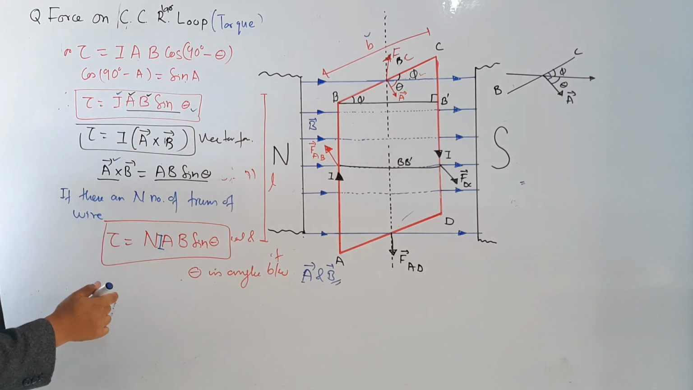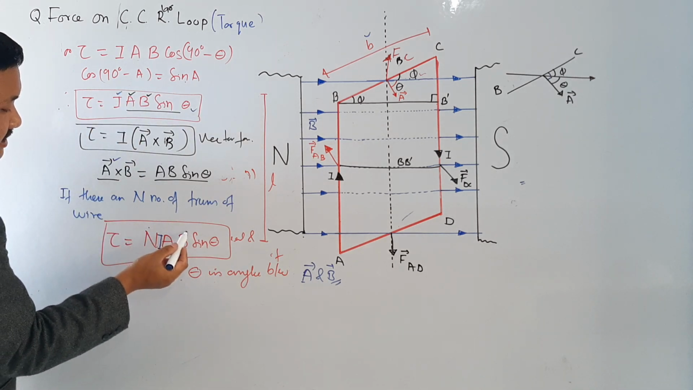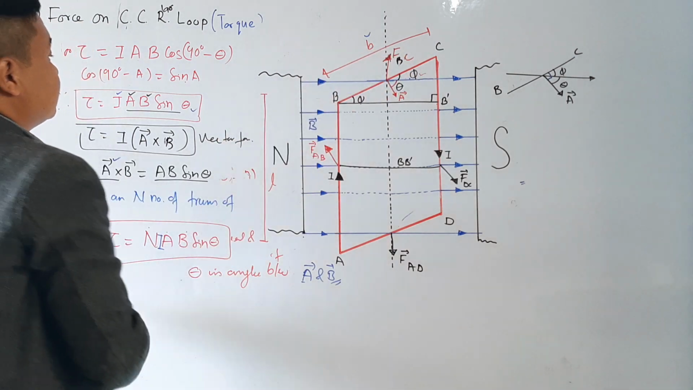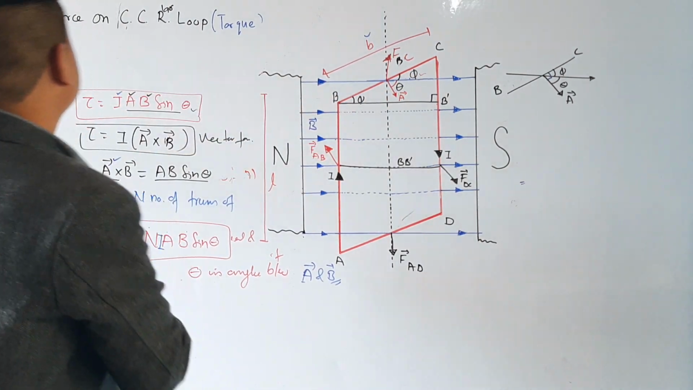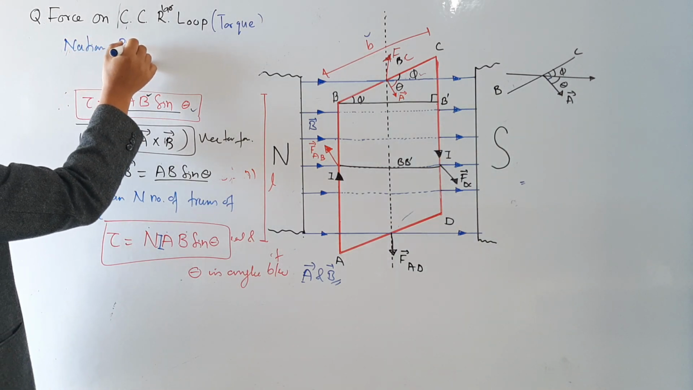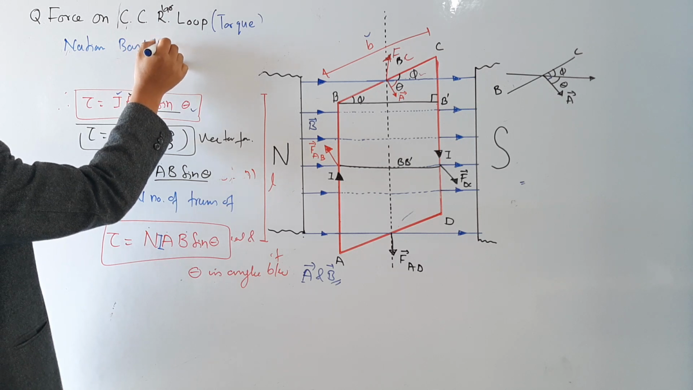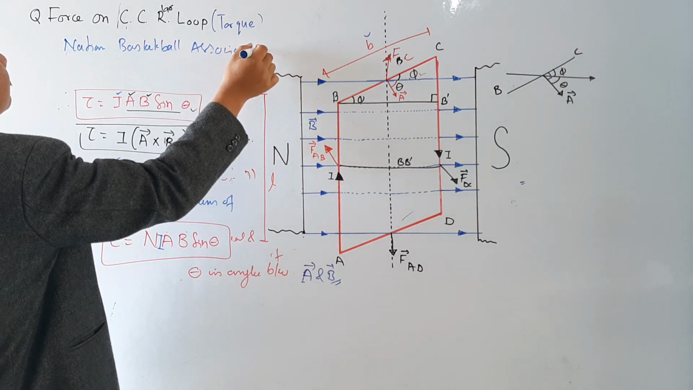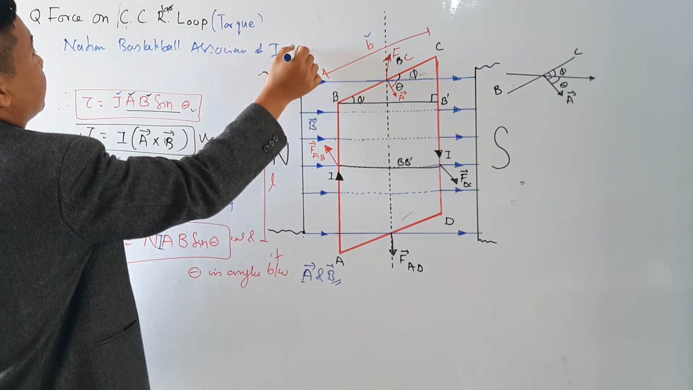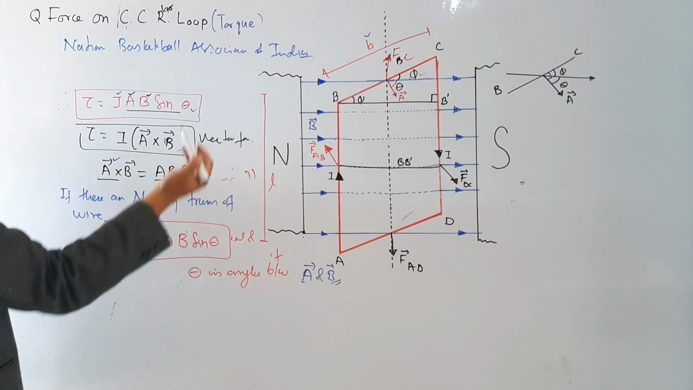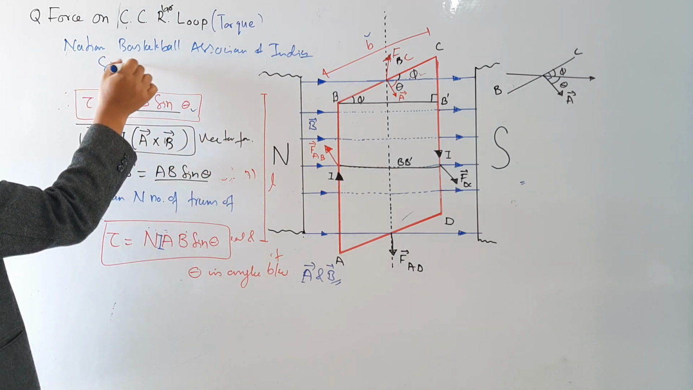So to remember this, just remember National Basketball Association of India. How to remember? N is for number of turns, National Basketball Association of India, that is N I A B sin theta.